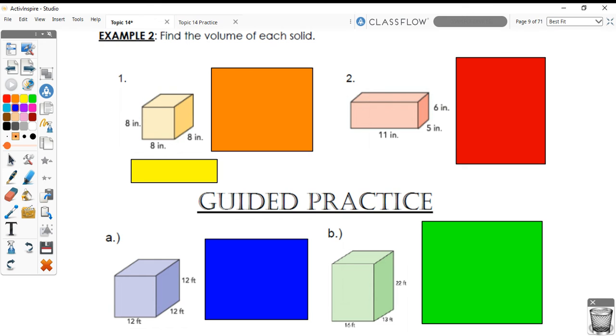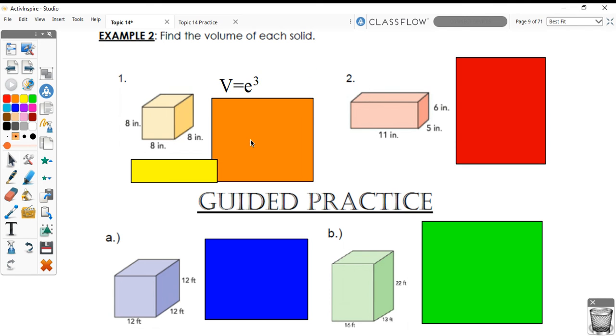On our first couple of examples on the page, the first one is a cube. Your length, width, and height are all the same. So you're just going to take that edge and raise it to the third power. When you use an exponent of 3, that's called cubing the number, and this is why. It's because that's how you find the volume of a cube. 8 to the third power.